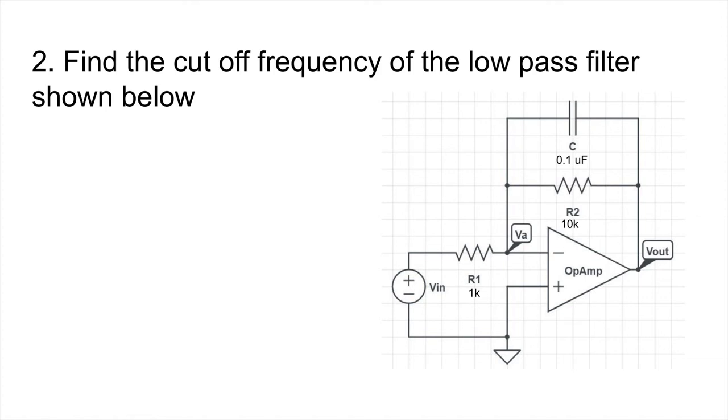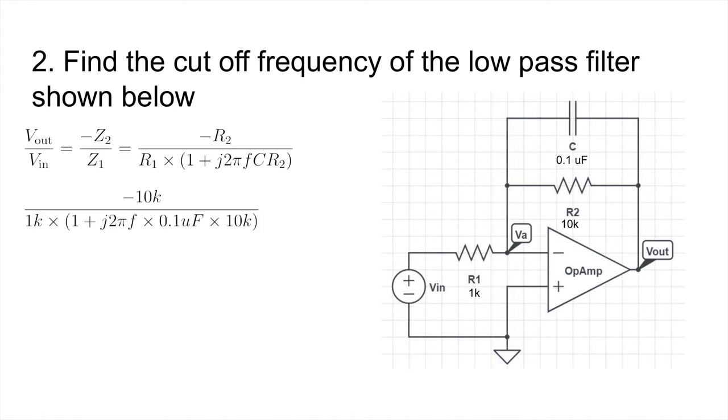Question number 2. Find the cutoff frequency of the low-pass filter shown below. We've gone through this already, and we know that our equation should be negative R2 divided by R1 times the quantity of 1 plus j2π f C R2. We can plug in our values for R2, R1, and C, and we get negative 10,000 divided by 1,000 times 1 plus j2π f times 0.1 microfarads times 10,000.